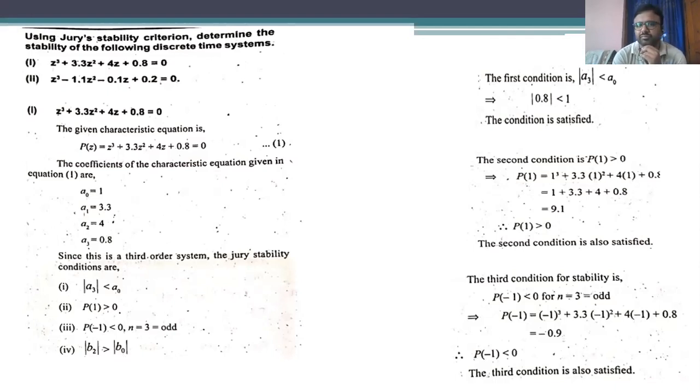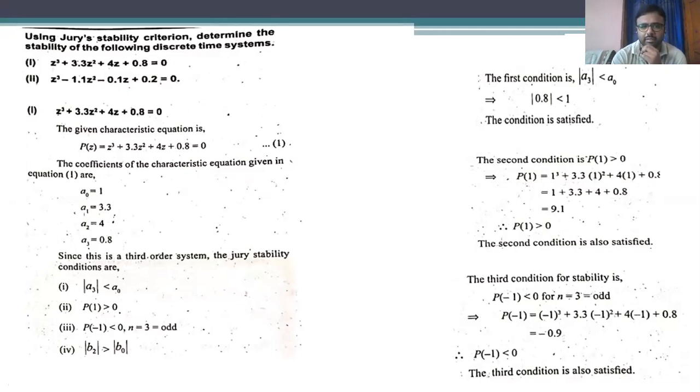Without any delay, let us see the solution. The first condition is modulus of a3 should be less than a naught. The a3 value is 0.8, which is less than 1, so the first condition is satisfied. And p of 1 should be greater than 0. With the substitution of z equal to 1, we get the value 9.1, which is greater than 0, so the second condition is also satisfied. The third condition: p of minus 1 is minus 0.9, which is less than 0, so the third condition is also satisfied.